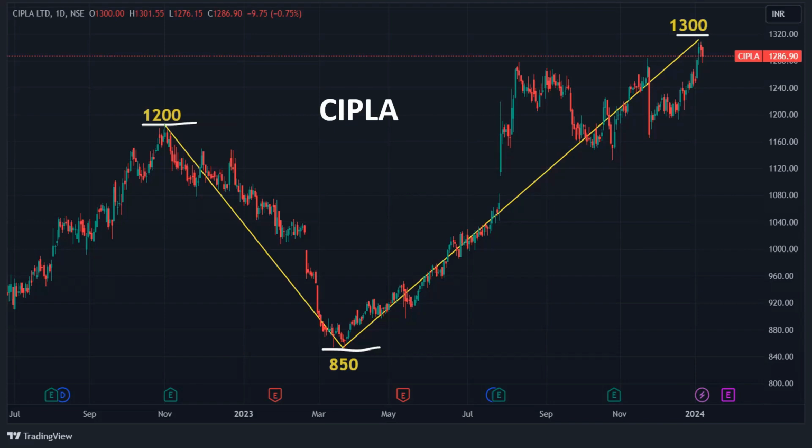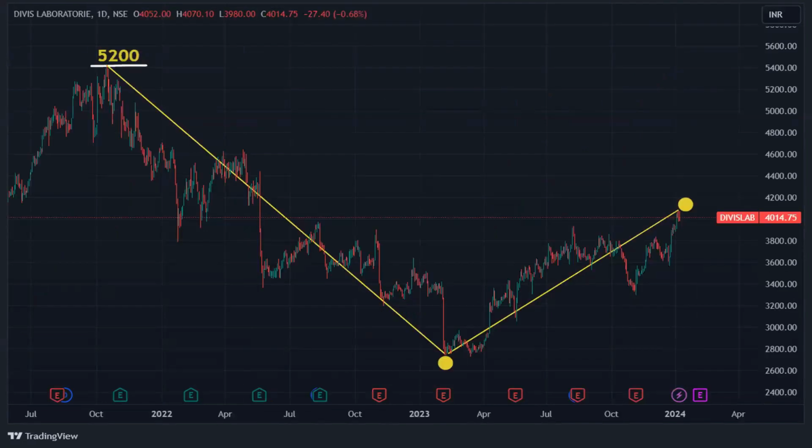When such a situation is available on the table, it is an opportunity to grab it, buy it, hold it, and then you will see great returns. So 852, from there again 852 all the way to 1300. Do you see that? So this is an opportunity. Only when you buy at 850, you will have great returns. That is an example for Cipla.